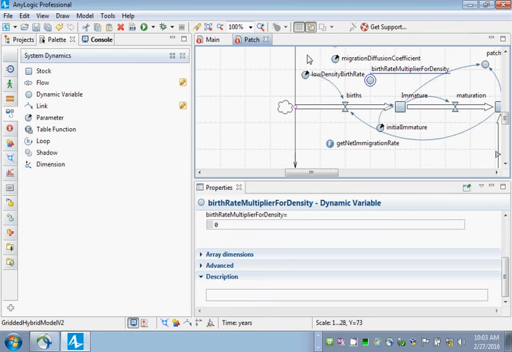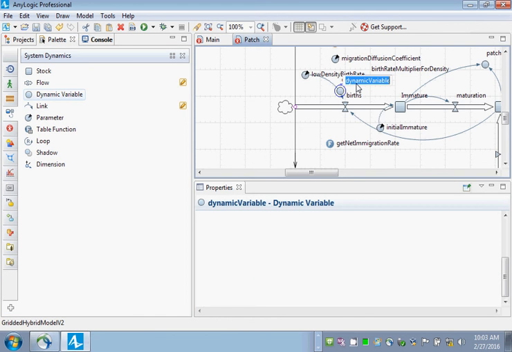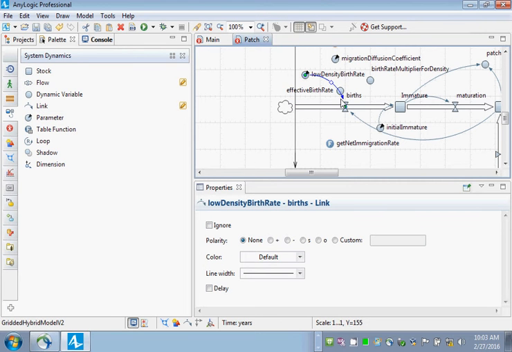Specifically, this effective birth rate is going to be given as a dynamic variable, so we just specify its formula: low density birth rate times birth rate multiplier for density. So this is the multiplication of this one and this one. We have this low density one, and then some multiplier that's going to reflect the effects of density, and it's going to make it lower than this one.